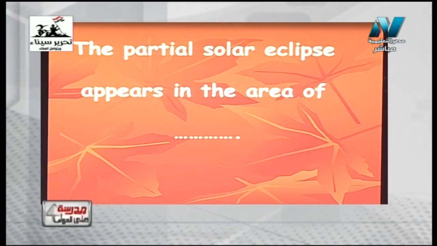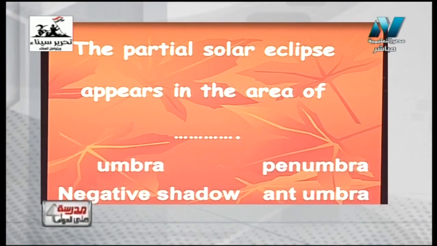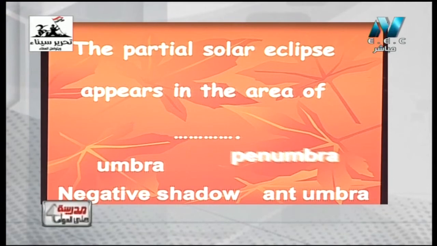Another question that says the partial solar eclipse appears in the area of umbra, negative shadow, penumbra and antumbra. We know that the partial solar eclipse appears or occurs in the area of the word that begins with the letter B. We said before, an important key word: partial begins with B, like penumbra. So it will be penumbra.